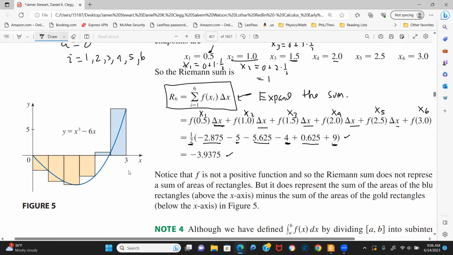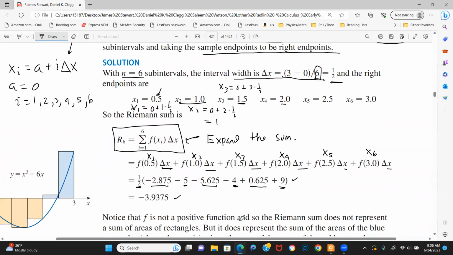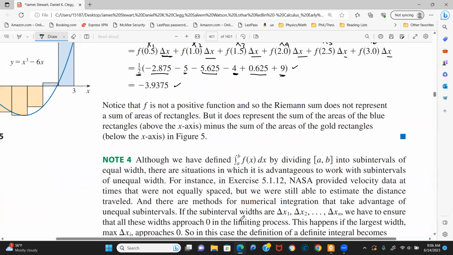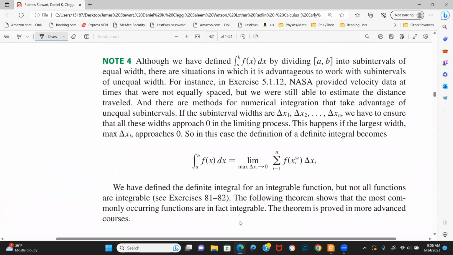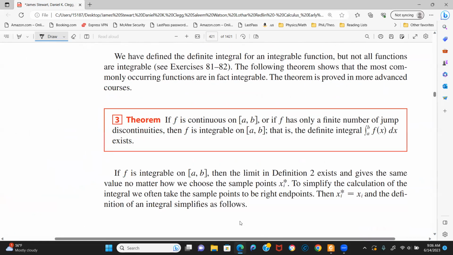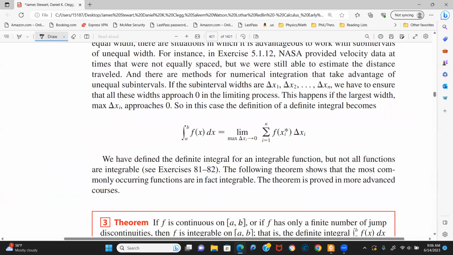All right. So as you can see, these calculations are really annoying, and we want to eventually move away from having to do calculations like this, and we will. Here's one of our first important theorems.